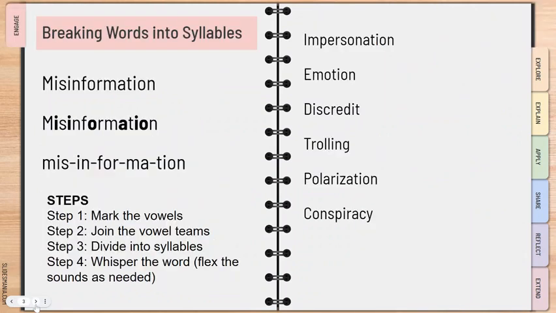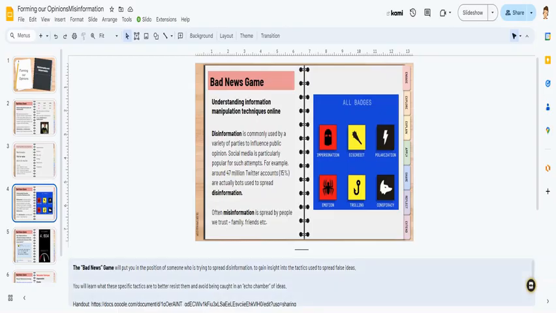Because what we're going to do today is we are going to play a game in a minute. The game we're going to play is called the bad news game. This game will put you in the position of someone who's trying to spread disinformation. So you get to pretend to be someone who's spreading information. The idea is it will allow us to gain insight into the tactics used to spread false ideas. And that way, if we know how it's done, we can help to avoid it.